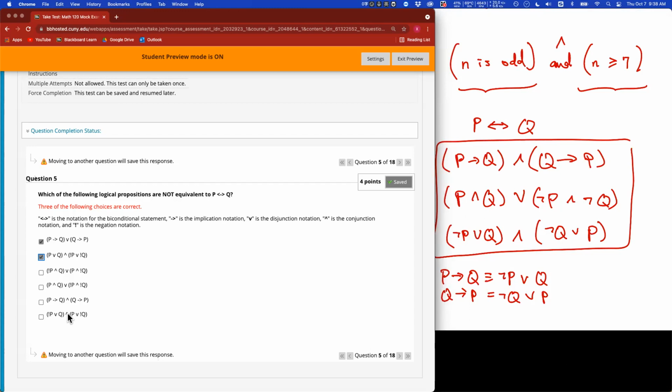Okay, I see people asking, how do we get P and Q or not P and not Q? Okay, so we know P if and only if Q is true if they are both true or both false. So P and Q you can think of when they are both true or they are both false. So you either have P and Q or you have not P and not Q.